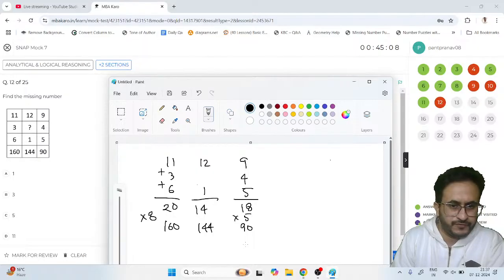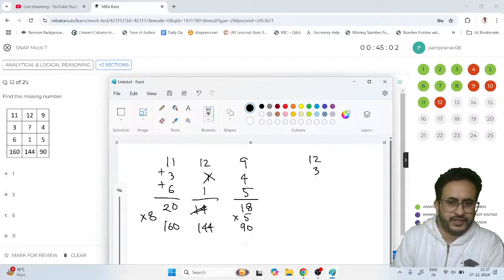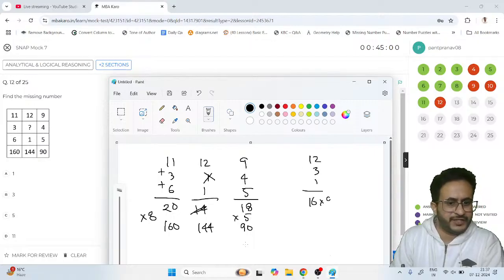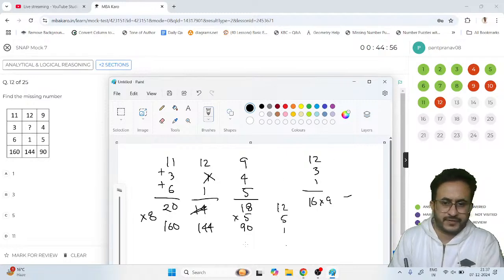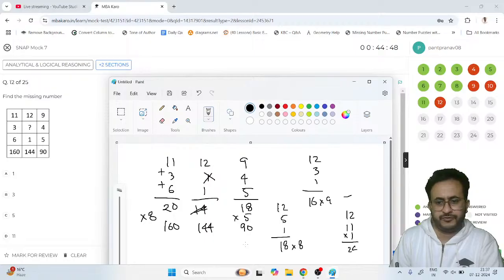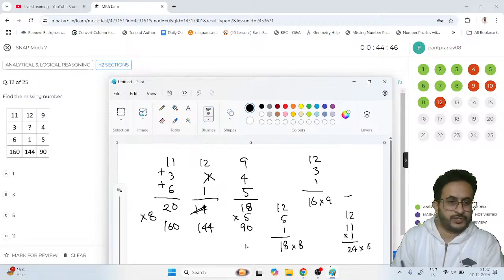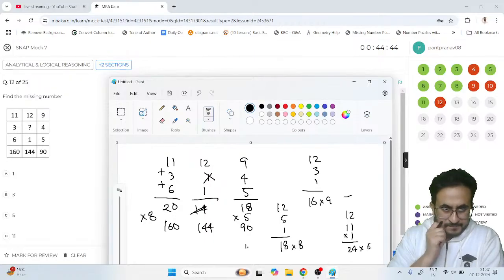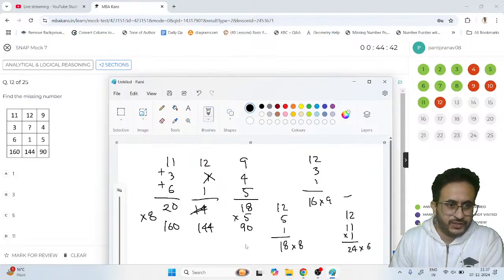If you put 1, that will become 14. Not possible. So 1 is not possible. If we put 3, 12, 3, 1, that is 16, into 9 is possible. If we put 5, that is equal to 18, into 8 is also possible. 12, 11, 1, that is 24, into 6 is also possible. So we need to see which number it is multiplying with.